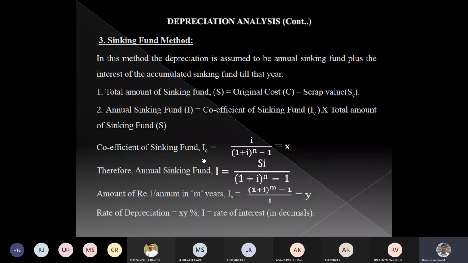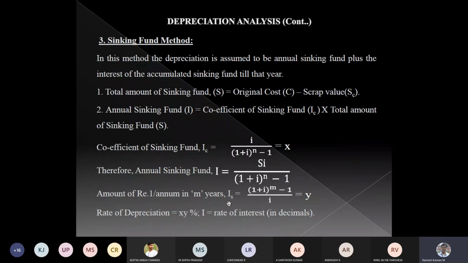So the coefficient of sinking fund IC equals i divided by (1 plus i) to the power n minus 1, where i is the rate of interest. Generally the rate of interest is in decimals; we don't provide it in terms of percentage. If it is 6, the value for i will become 0.06. Let's call this x. So the annual sinking fund equals IC into S, that is S into IC, where IC is nothing but i divided by (1 plus i) to the power n minus 1. This is very important.